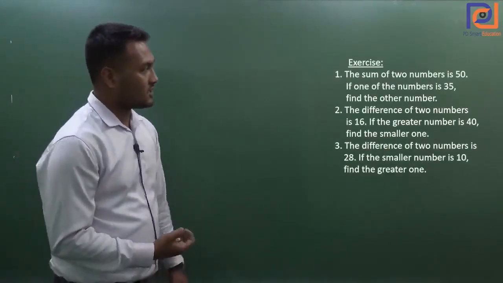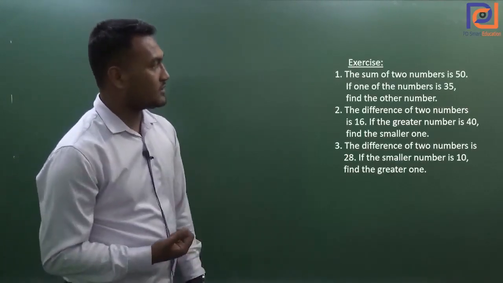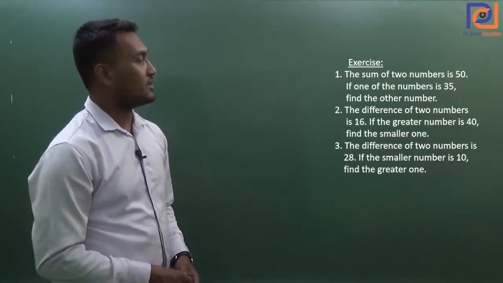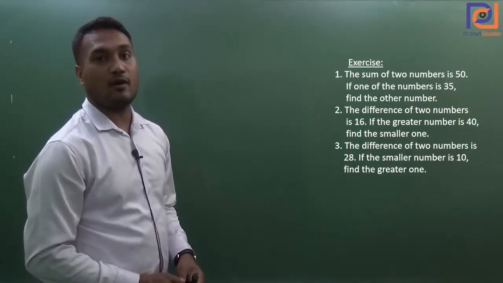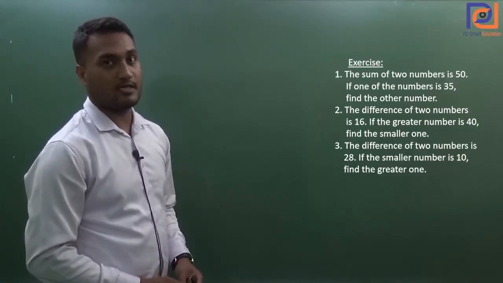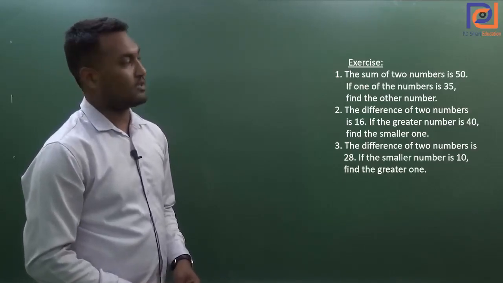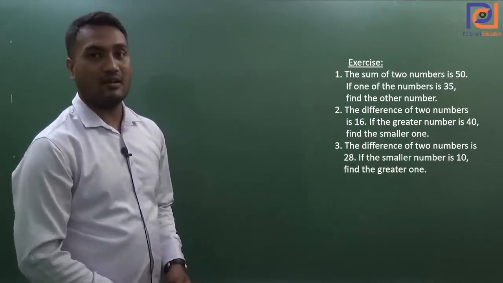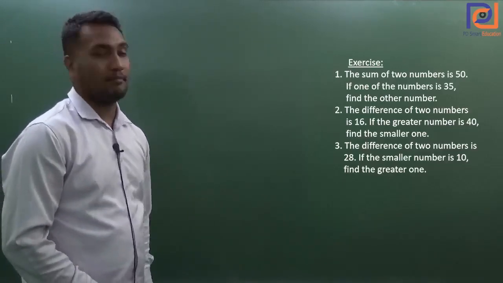There is the first question, you can see there. The sum of two numbers is 50. If one of the numbers is 35, find the other number. You need to find out the other number. First of all, you have to form this in the form of an equation, that is, change it into a mathematical statement using the variable terms. I'm going to suppose the one you need to find out, that is the other number.